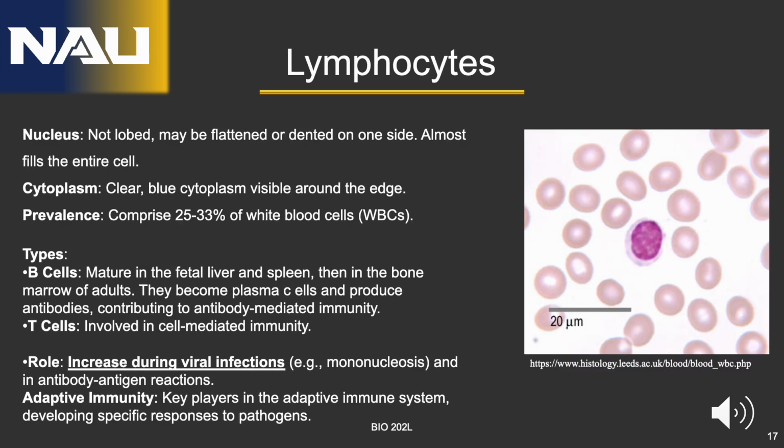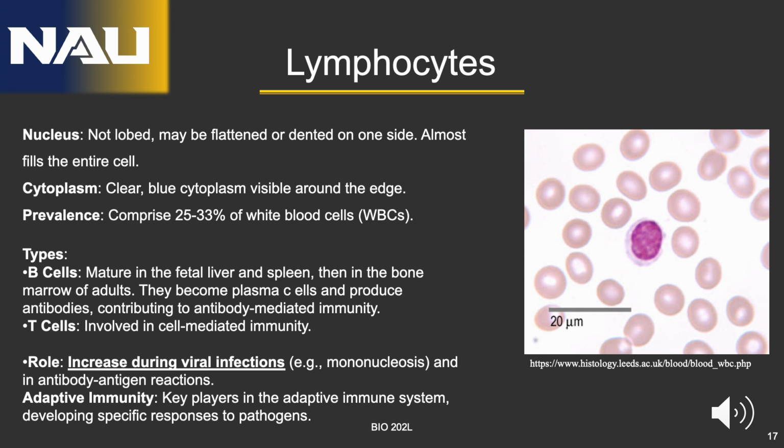Next are lymphocytes. Lymphocytes have a nucleus that is not lobed, but may be flattened or dented on one side. The nucleus almost fills the entire cell, leaving a thin, clear blue cytoplasm around the edge. These cells make up 25 to 33% of white blood cells. They subdivide into two groups, B cells and T cells.